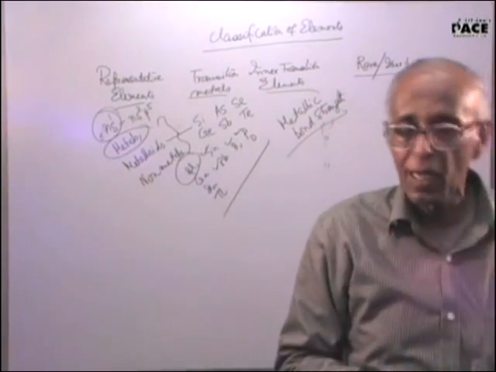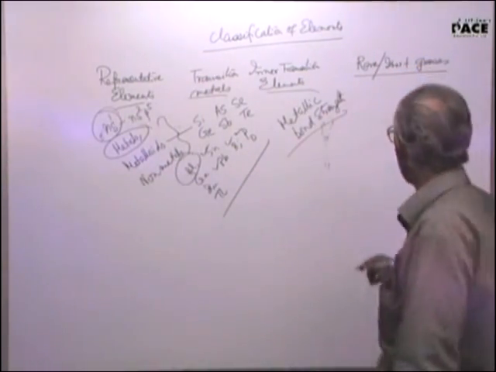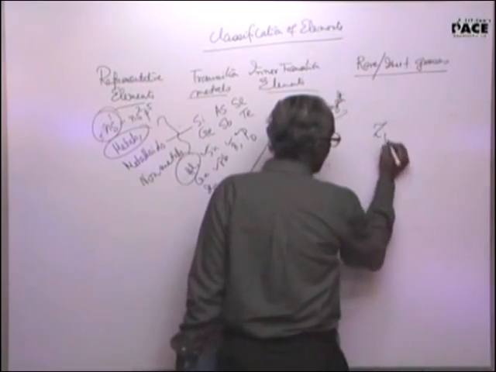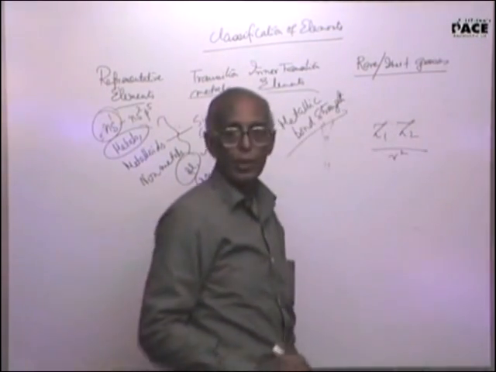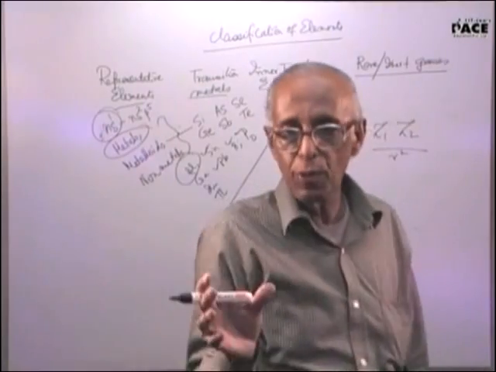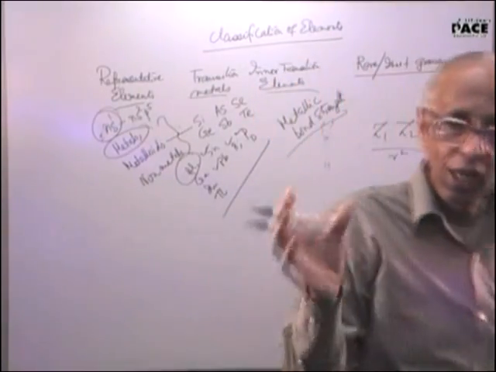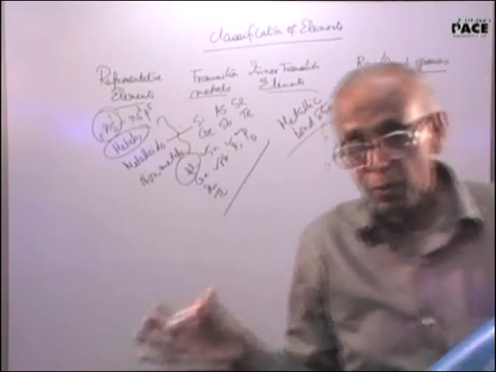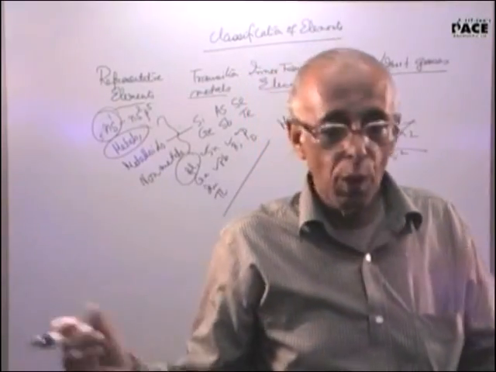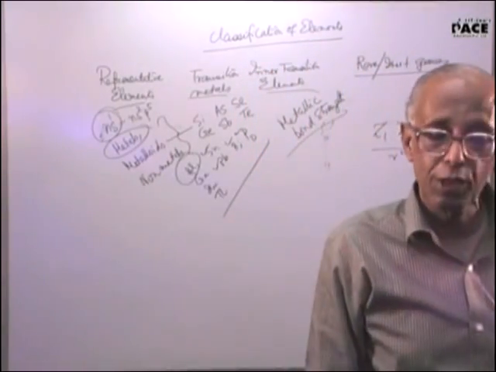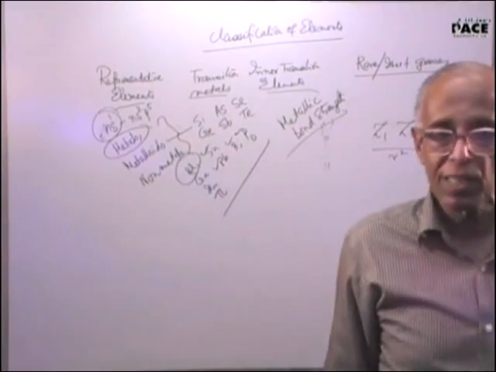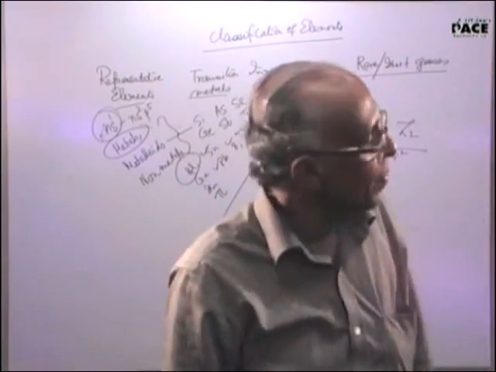So the number of electrons in the electron cloud is increasing. The charge on the metal ion is increasing, and we know that electrostatic attraction depends on Z1 Z2 by R square. So if Z1 is increasing, that is the charge on the metal ion is increasing, and the number of electrons are increasing, so the electrostatic attraction will increase. That will increase the cohesive strength of the metal.